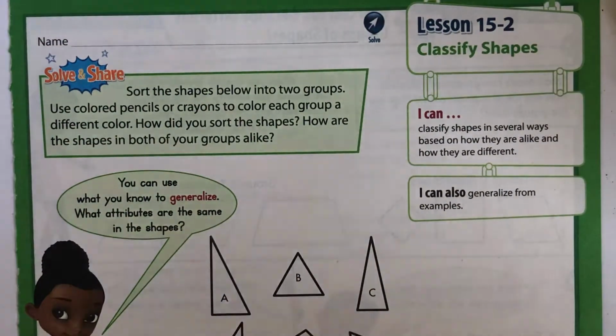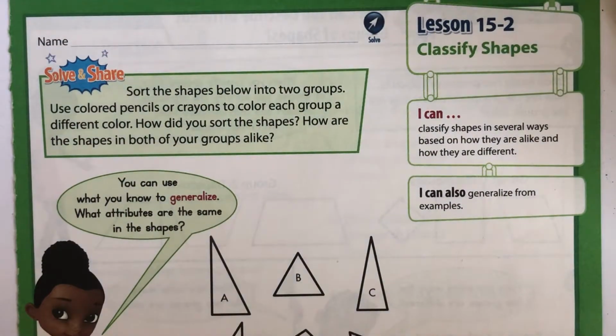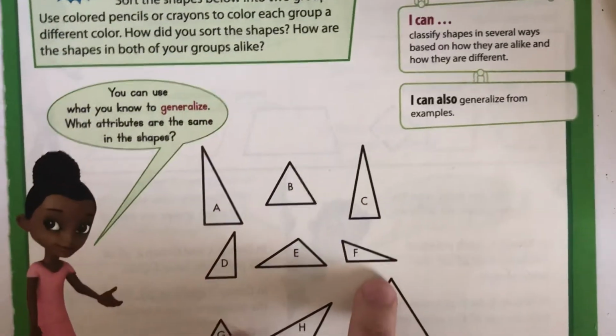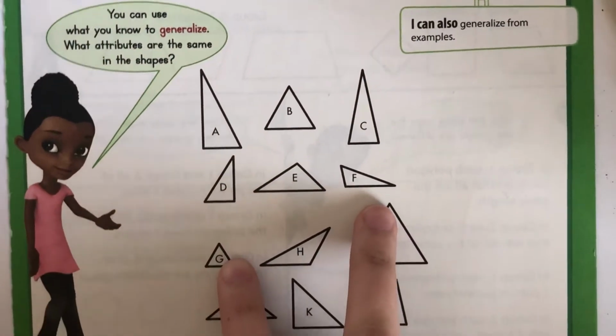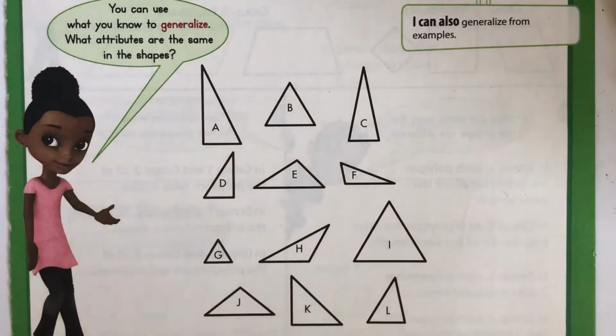15.2 classify shapes. I can classify shapes in several ways based on how they are alike and how they are different. I can also generalize from examples. Sort the shapes below into 2 groups. Use different colored pencils or crayons to color each group a different color. How did you sort the shapes, and how are the shapes in both the groups alike? You can use what you know about to generalize what attributes are the same about the shapes.